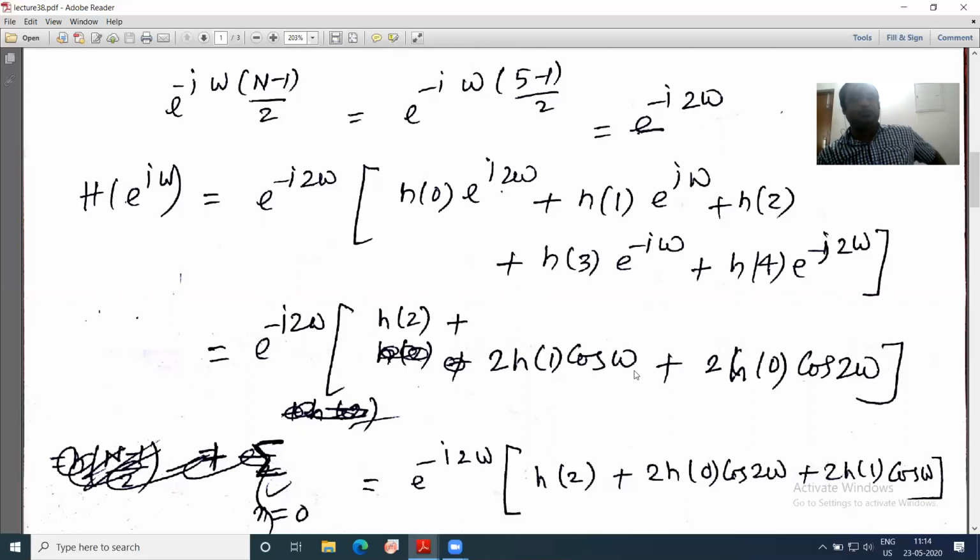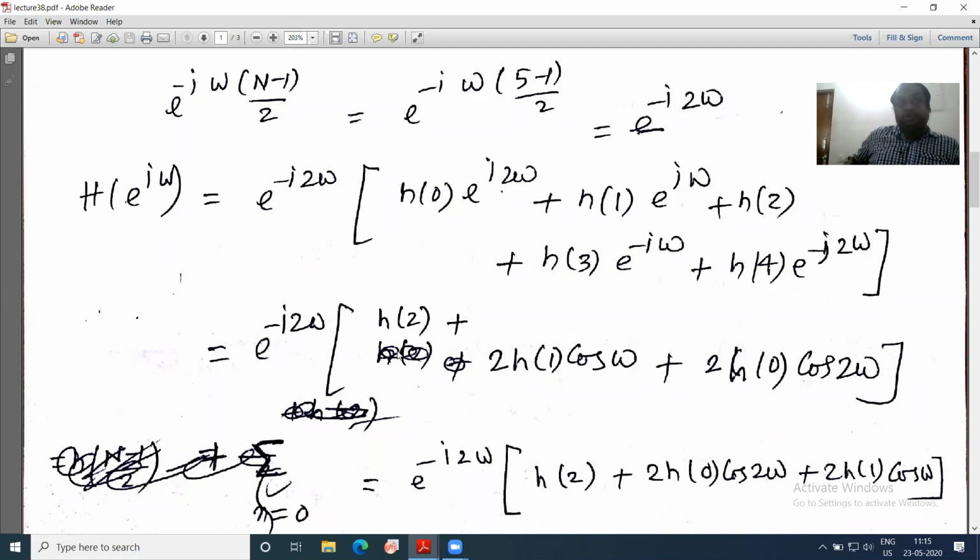Now, if we put omega equal to 0, cos omega is equal to 1, so this is some value, h2 plus 2 h1 and so on, some constant amplitude. And the phase becomes j2 omega means 0. Similarly, for other values of omega, cos 2 omega and cos omega will give certain values, so the amplitude will be some value, and the phase will correspondingly be 2 omega depending on the value of omega. So the entire expression has the phase minus 2 omega. Agreed?